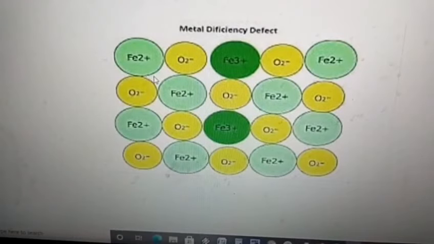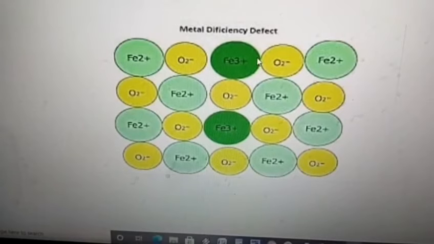So mainly these are the defects. Impurity defects we discussed, and non-stoichiometric defects, which are again classified into two types: metal excess defects and metal deficiency defects. Next, let me go to the electrical properties of solids. Solids can be classified into three types based on their conductivities. Those are conductors, insulators and semiconductors.